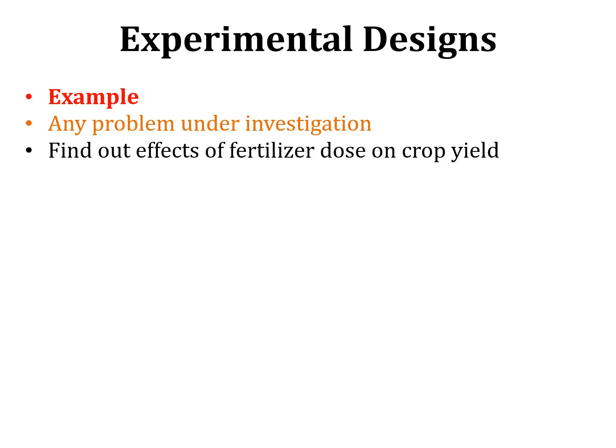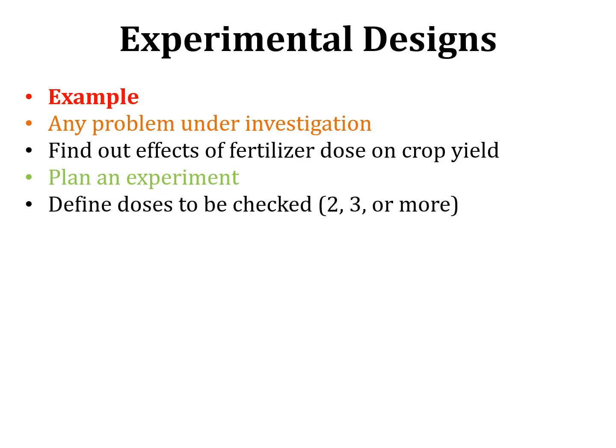What you're going to do for that purpose is make a hypothesis. The hypothesis could be that there is an effect of fertilizer dose on crop yield. You plan an experiment for that purpose. Your experiment could be that you define doses of fertilizers to be checked, because we're talking about the effect of the dose of fertilizer on crop yield.